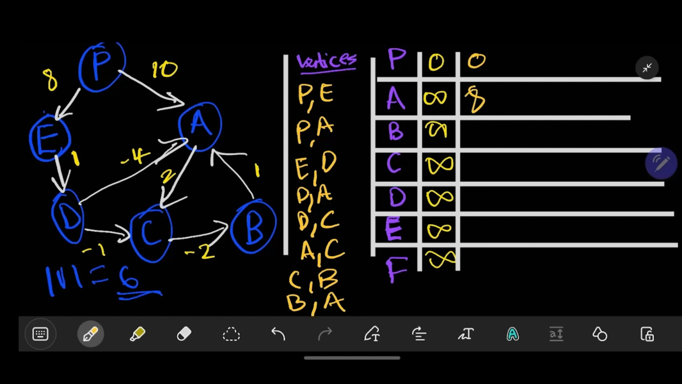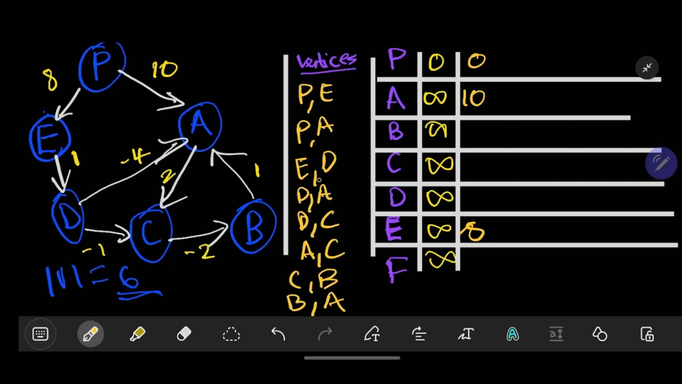Okay. Then we are going to look at PA. Sorry, this is actually incorrect. This is PE. Right, so PE is 8. Okay, then PA is 10. We can see here, so PA is now 10. So we're done with P.